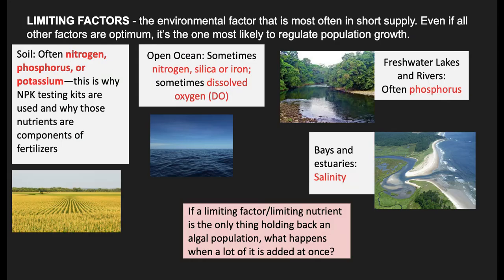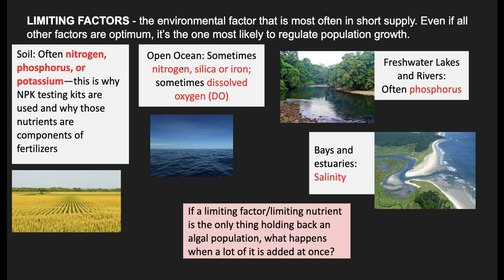Okay, limiting factors. Limiting factors are the factors that are in short supply that will regulate population growth. So factors in short supply that regulate population growth. In the soil it is usually going to be nitrogen or phosphorus or potassium. So that's why when I create a fertilizer, right, fertilizers are known as NPK fertilizers. So there are also these testing kits that are called NPK because they will test what level of nutrients we have.